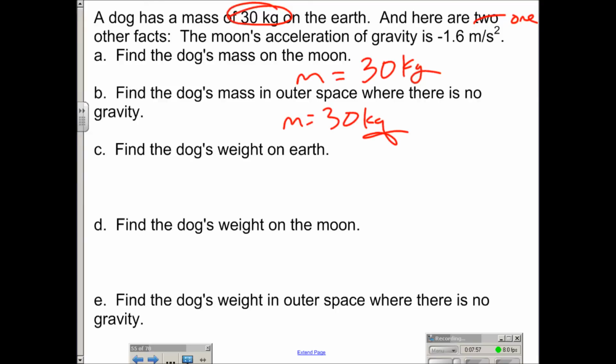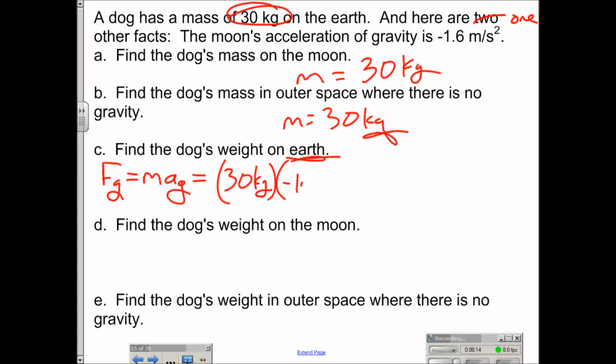Now, what about weight? When I say find the weight, I'm asking you to find the force of gravity. Force of gravity is mass times acceleration of gravity. The dog's mass is 30 kilograms. On Earth, the acceleration of gravity is negative 10 meters per second squared. So you multiply and you get negative 300 newtons. The dog weighs negative 300 newtons, and the negative is just telling you that it's down.